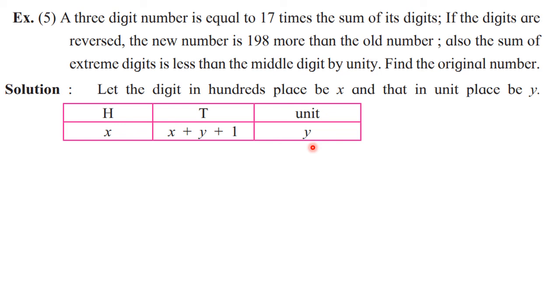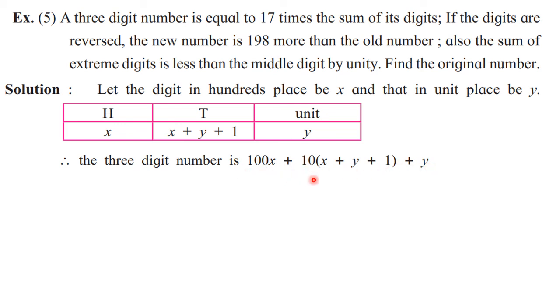You know how we write down the expanded form. Here we have to multiply by the place value. So 100 into x, 10 into all these terms in the bracket, and plus the units place. So the number we will get is 100x plus 10 times the middle digit inside the bracket, plus the units place. Let us now open this bracket and find out the number. When you open, you will get 10x, 10y and 10.